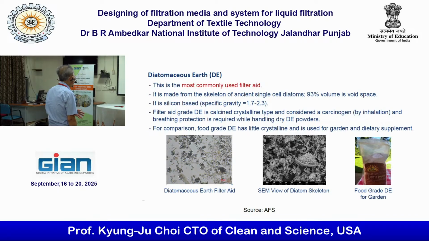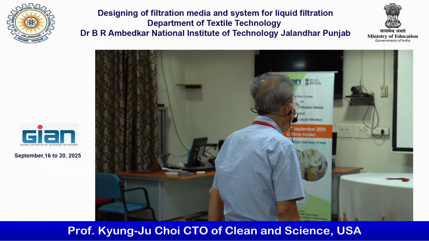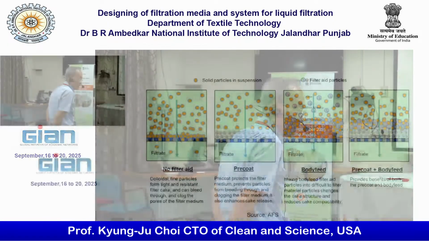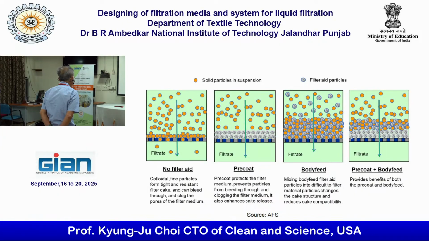The powder grade and the fiber cellulose is quite good one too. Disposable. Land disposable. Pre-coat. Body feed. I believe this one will tell you better. Same, no filter aid, then clogging is an issue. Once you add pre-coat, it's kind of schematic, not like that.